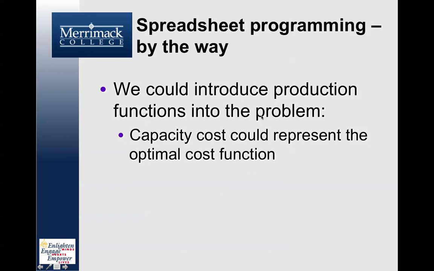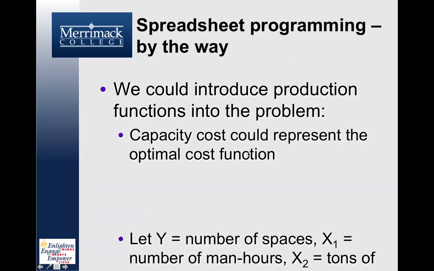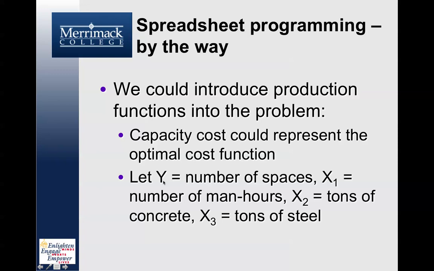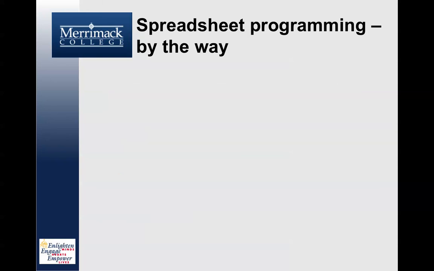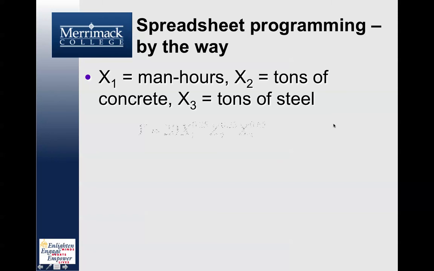So, for example, the capacity cost of each space may have come from this optimal cost function. Let's say the production function is the number of spaces, and it's a function of 3 input variables: man hours, tons of concrete, tons of steel. Very simplistic, but this could be a production function. And so here we are. Let's say I've calibrated this. I have some data from other projects, and this is the production function that I've come up with.